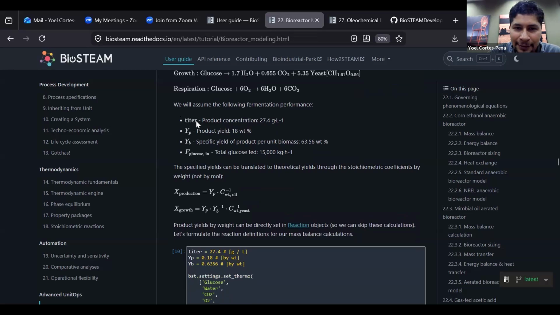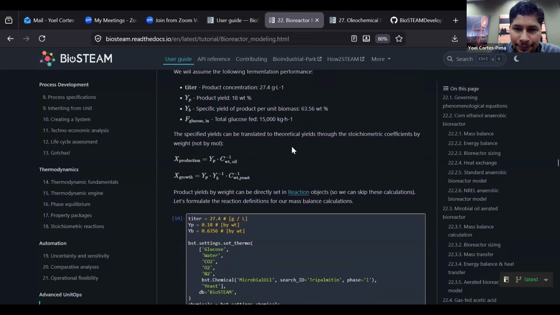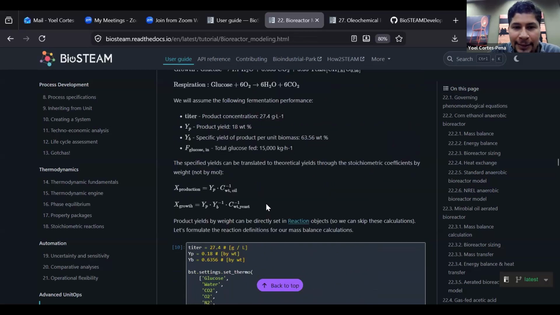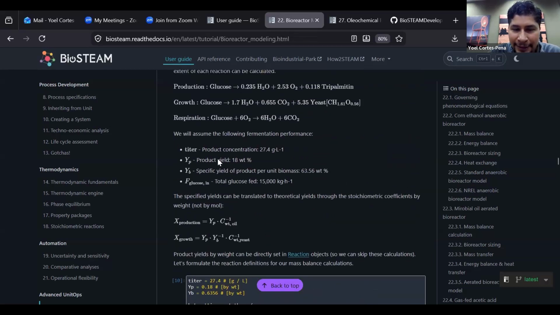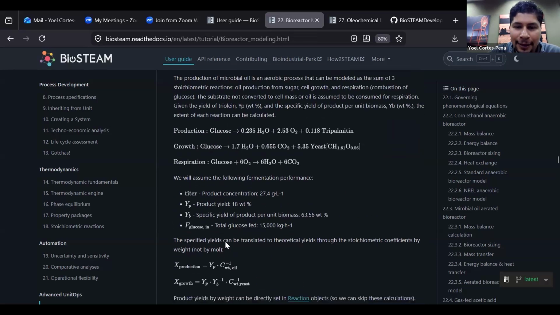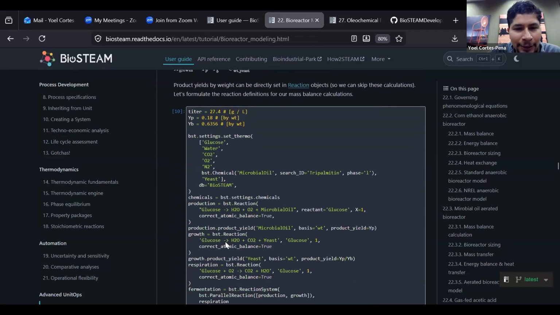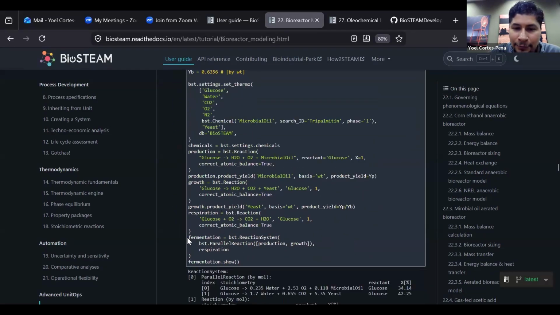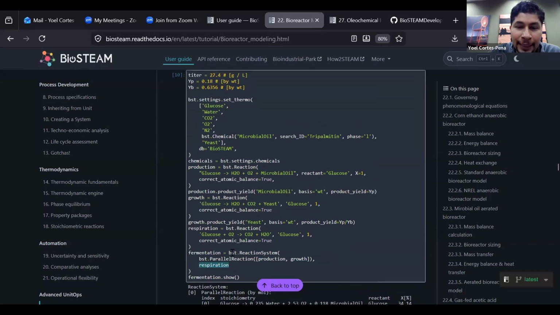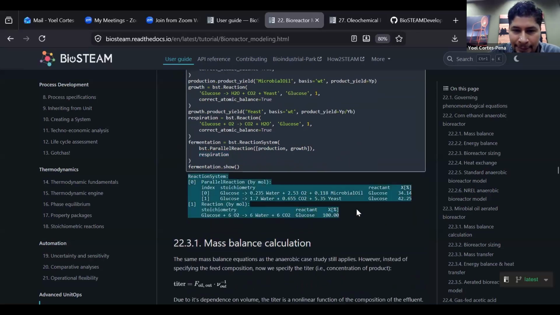And here we have a list of assumptions that we're making for microbial oil production. And we can translate these specific yields that are in weight percent, not theoretical, into theoretical yields as such. Don't worry too much about the math. The main goal here is to show you how we can define this full reaction system where you have production and growth paired together. And after that comes respiration. And this is actually a standard way to model aerated bioreactor reactions. And here we have our reaction system.